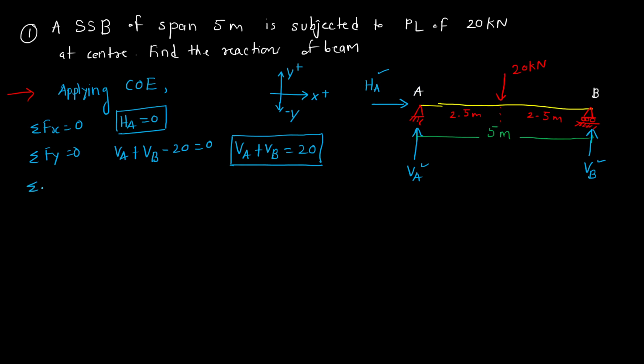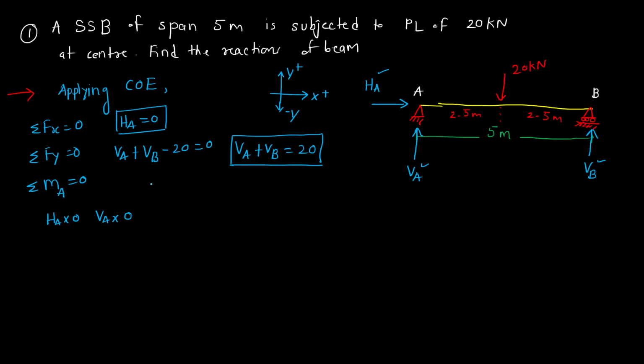Third condition, sigma M is equal to 0. That is, the moment of all the forces about one point is equal to 0. So we'll take sigma MA is equal to 0. Now what is the moment of HA? HA into 0. What is the moment of VA? VA into 0. What is the moment of the 20 kilonewton force?